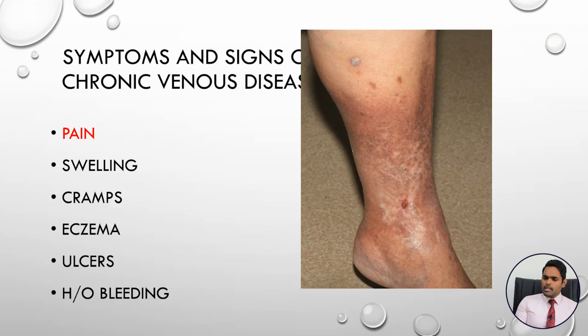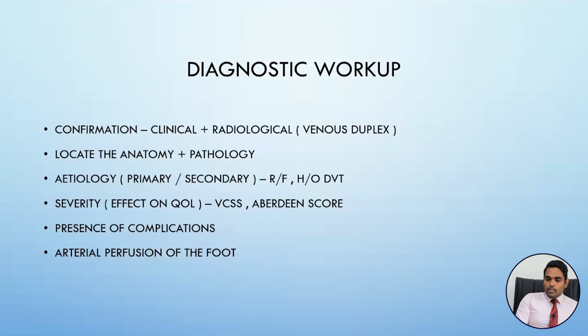So other than pain, what else? Patients can present with swelling or muscular cramps, eczema, just like in this picture, which is itching, causing changes in the skin, ulcers, and sometimes a history of bleeding. Okay. So once you diagnose clinically, we do a simple venous duplex. One reason is to confirm the diagnosis. The other is to plan our interventions.